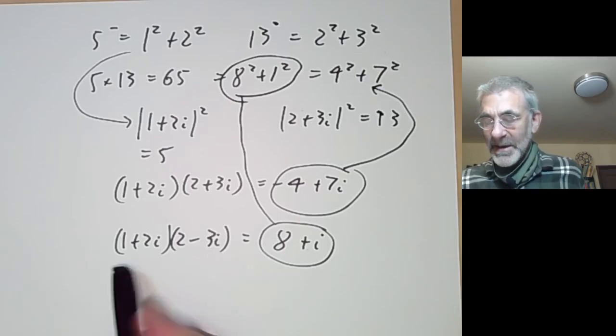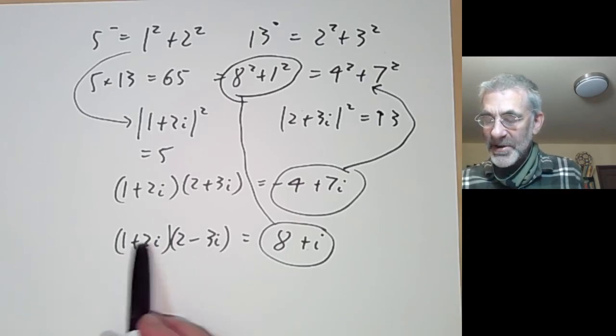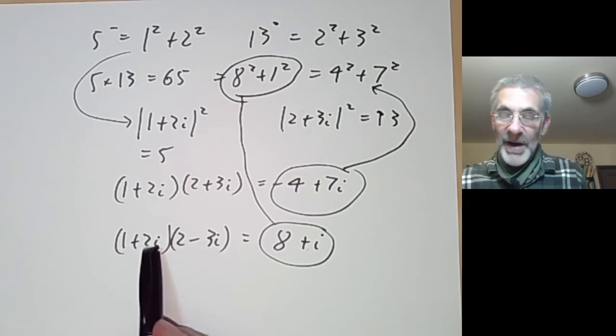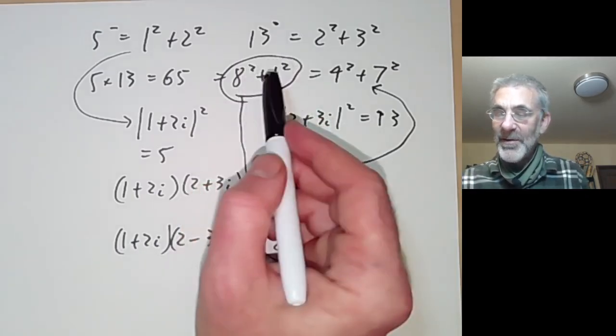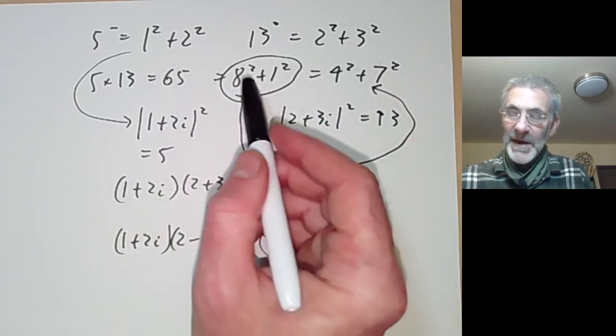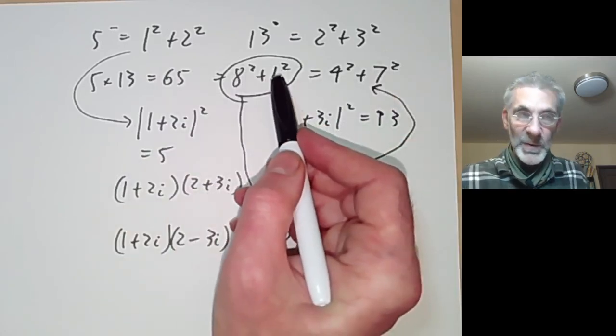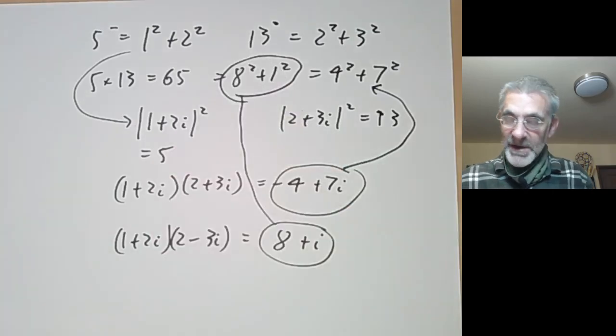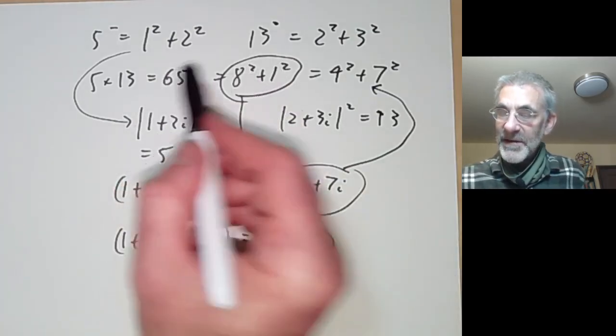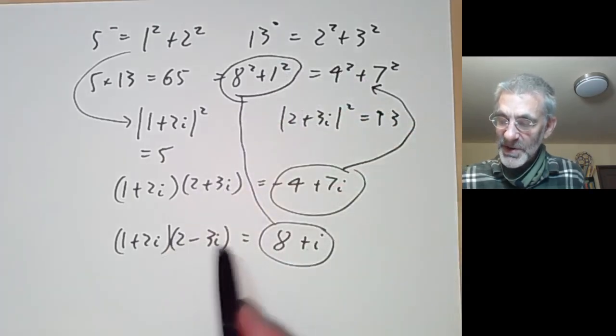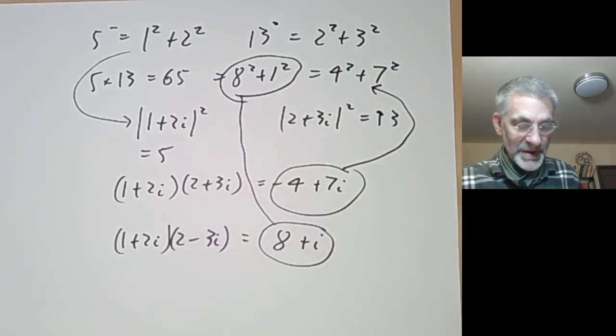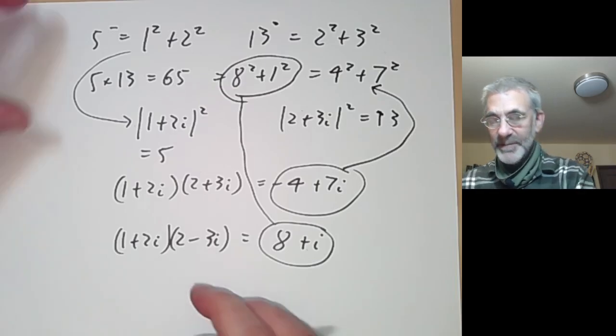Of course, there are other things we could do. We could change this to 1 minus 2i, or we could use 2 minus i or something. But these would just give variations on these two formulas. We get things like 8 squared plus minus 1 squared and so on. So you see the two ways of writing 65 as a sum of two squares correspond to these two different products of complex numbers.